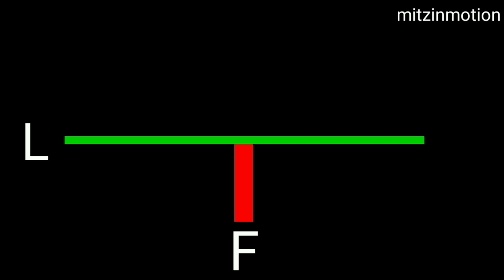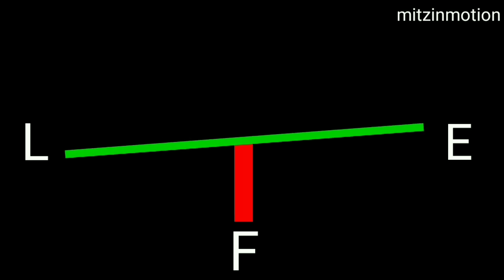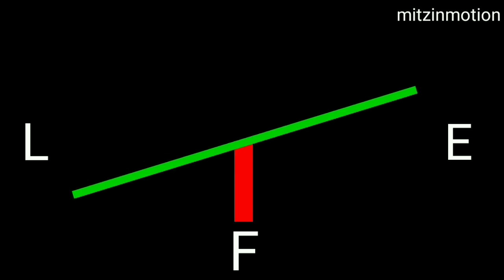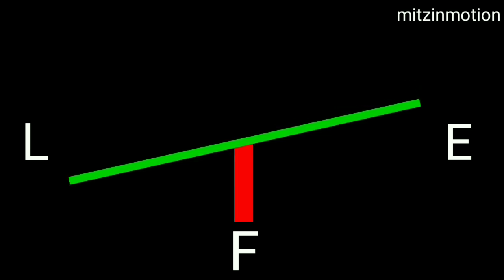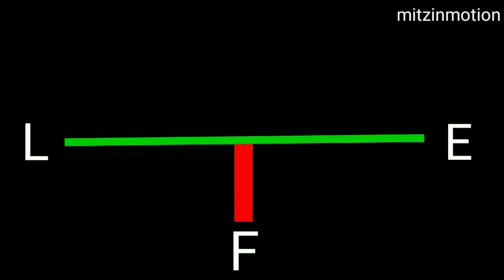L is representing load and E is representing effort. And as I told you, this lever can rotate about a fixed point. See, it's rotating. If you take the load down, effort comes up. If you take the effort down, then the load goes up.